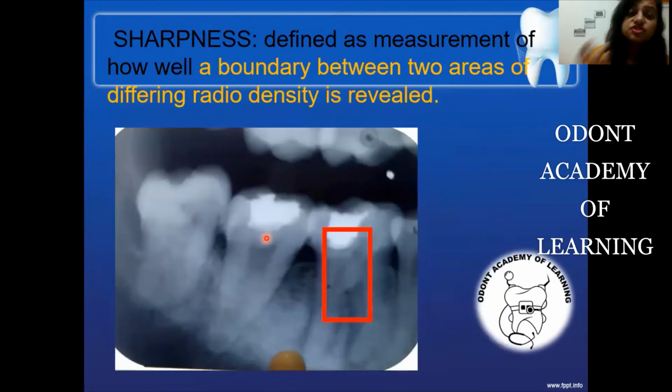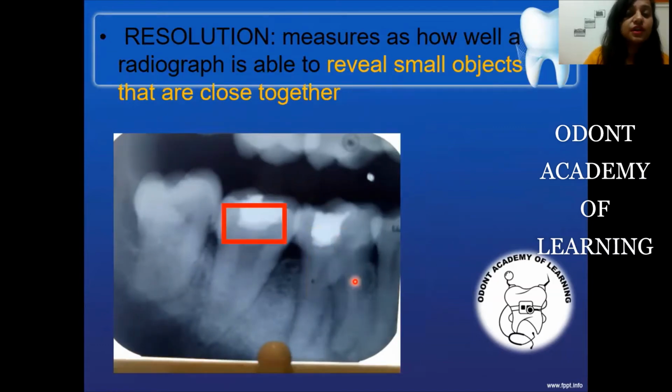Third, we have the sharpness of a radiograph. Sharpness is nothing but you have differing radio densities in the image. How can you differentiate between those radio densities? In this case, we can see you have a restoration, you have dentine here, we have the pulp here, and the pulpal canals here. How easily we can differentiate them will tell us the sharpness of a radiograph.